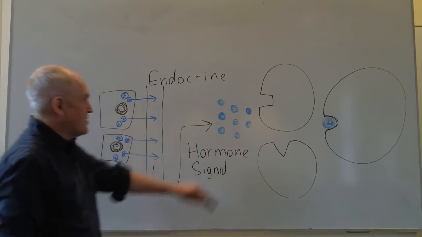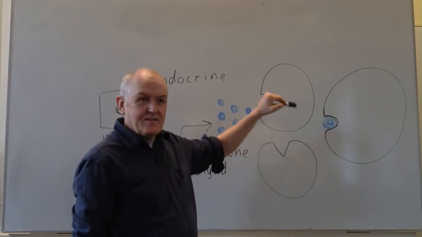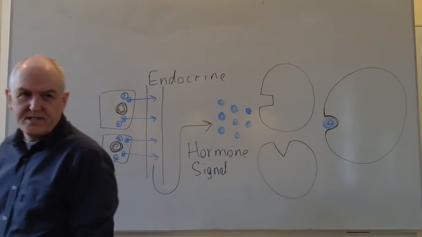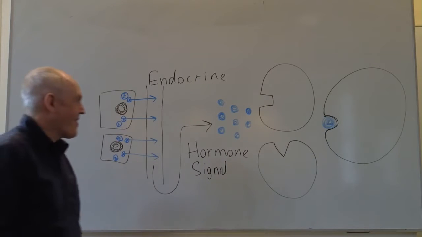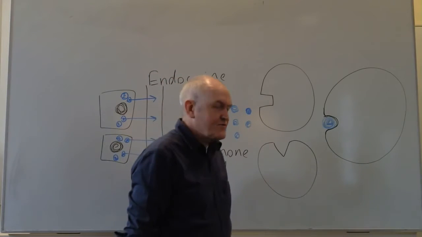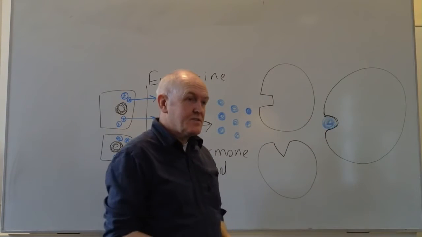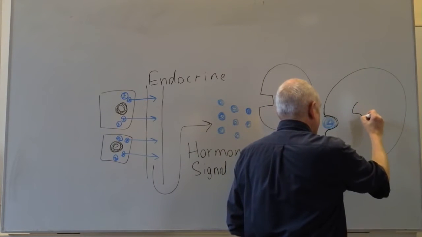So the ones it doesn't want to target are ignored because they don't have the right receptors. The one it does want to target, the signal molecule, fits into the receptor molecule. And that's good. Now, I've drawn the receptor molecule on the outside of the cell here. Sometimes there's receptor molecules inside the cell as well.